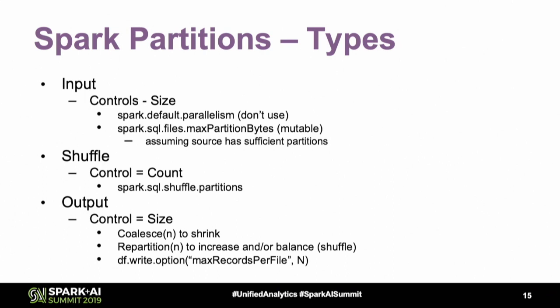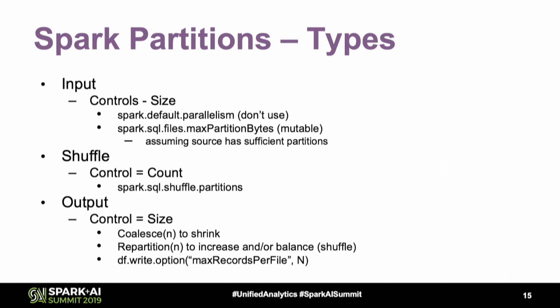The input and the output are controlled by the size of the partitions. But the shuffle in the middle is changed by the count. So naturally and unfortunately, we have a little math to do to figure this out. Let's start with output, okay?